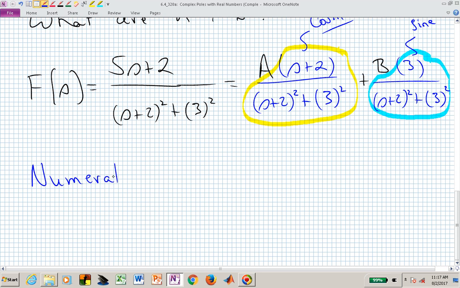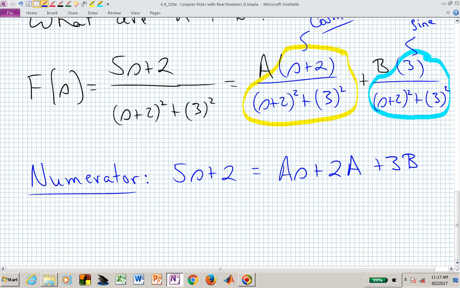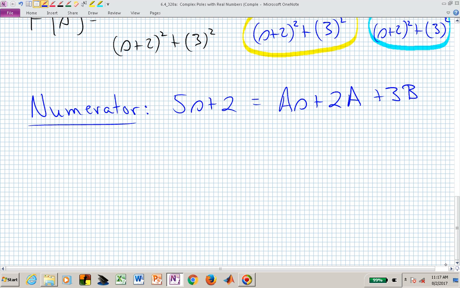And the numerator simply says that 5s plus 2 is equal to as plus 2a plus 3b. And now we know how to make this happen. We just have a linear polynomial in s on the left equaling a linear polynomial in s on the right. The coefficients have to be the same for the same powers of s.